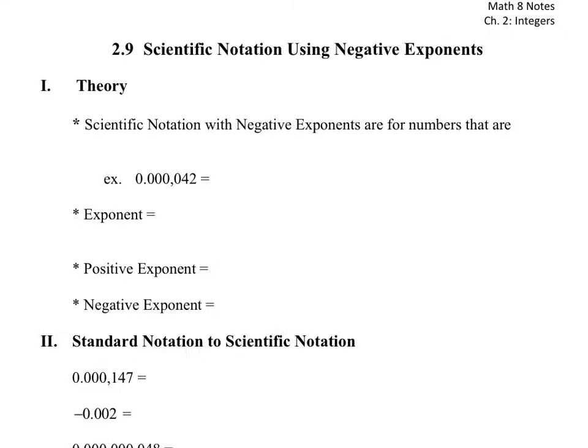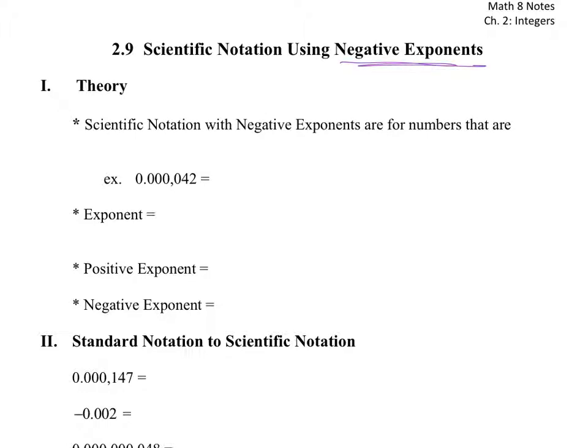So 2.9 continues what we did yesterday, but yesterday all of our numbers were really far from zero. They were either a big positive number, or a very negative number, way to the left on a number line from zero. This new stuff is the same thing, except now we're going to have negative exponents.